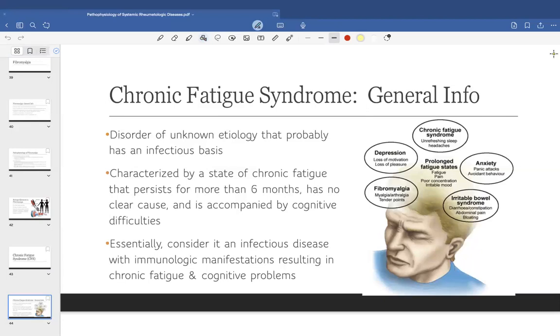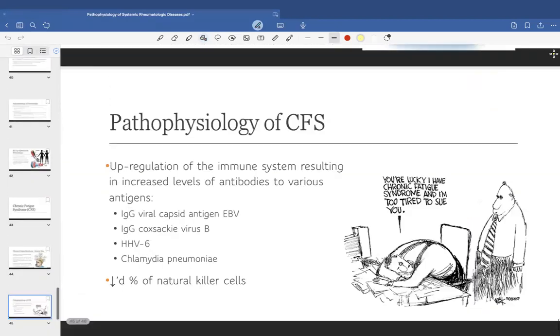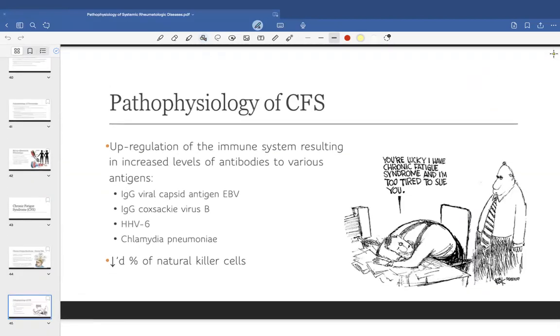So essentially what you have to consider it to be is an infection with an immunologic manifestation. When you get sick and you have this immune reaction, it tires your body out and all you want to do is sleep. Well, it just goes unchecked, unregulated, and it persists for 6 months or more, even though whatever the virus or infection was has already kind of resolved itself. Your immune system is still working overtime, resulting in this fatigue and not being able to sleep. So it's an upregulation of your immune system.